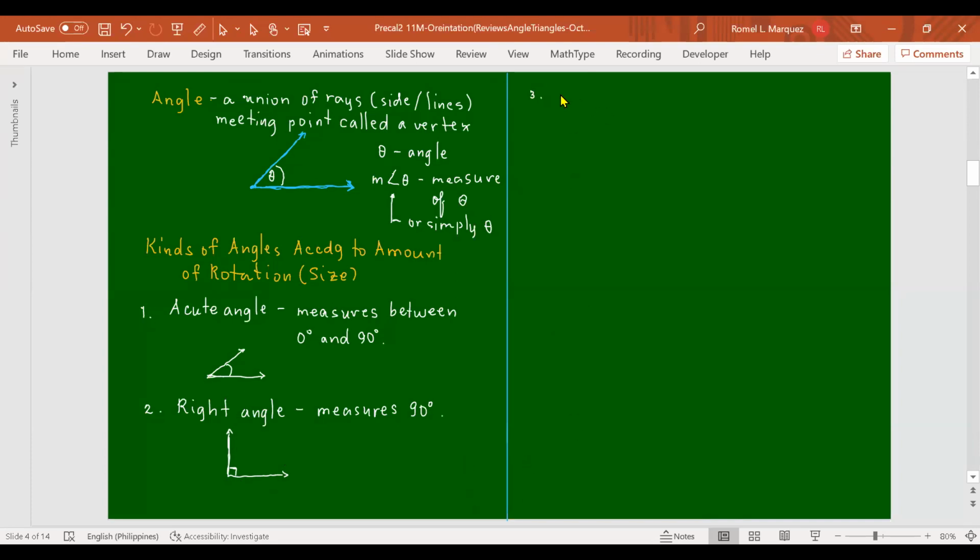What about you, Mark? Give me one. Obtuse angle po. What is an obtuse angle? Measures between 90 and 180 degrees. Measures between 90 degrees and 180 degrees.